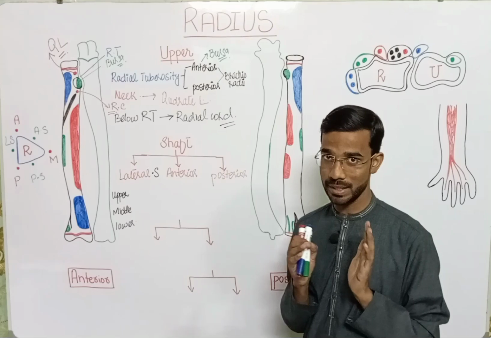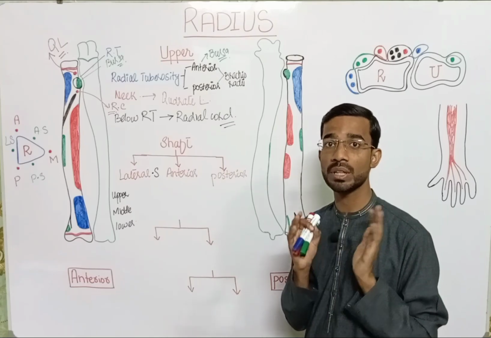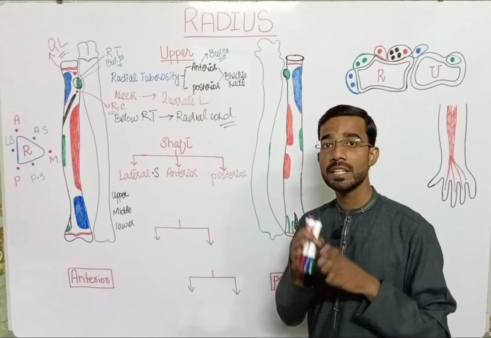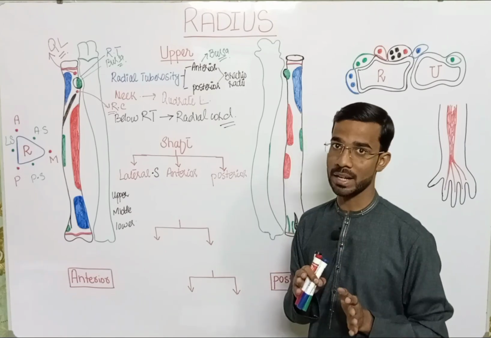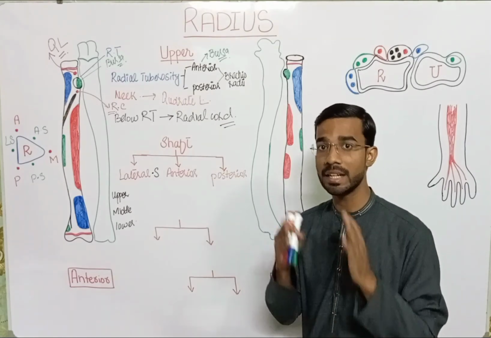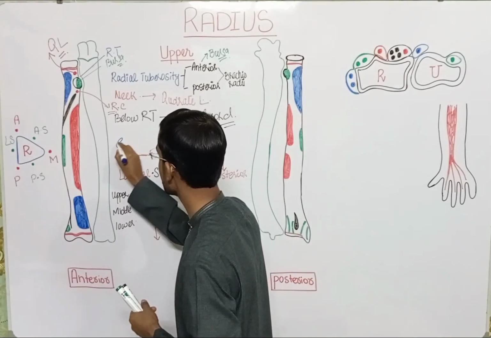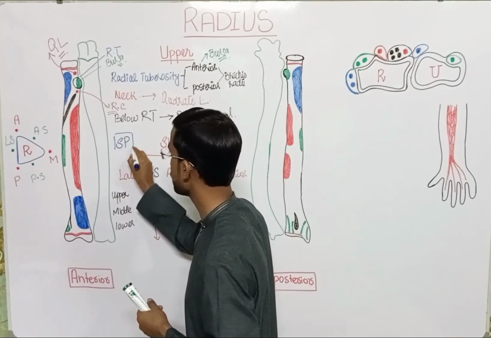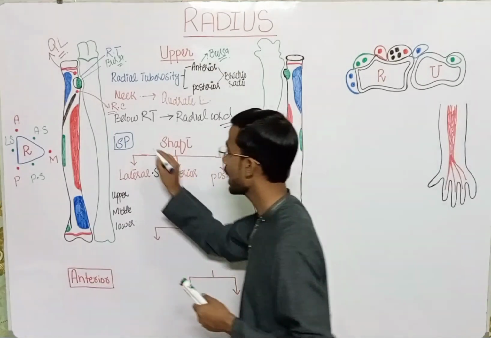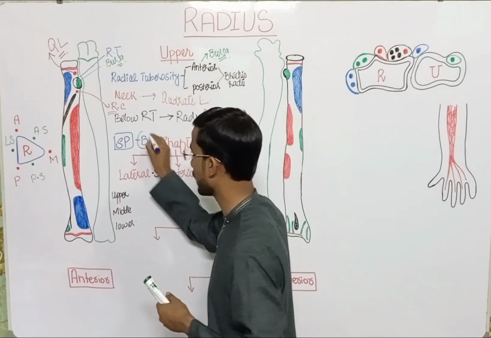We can remember it by, just for fun, that Spider-Man and Batman have strong muscles at the lateral surface. So this point is very much important. SP stands for Spider-Man and B for Batman.